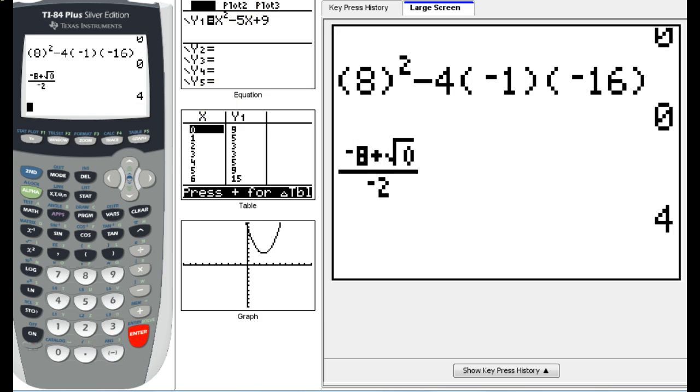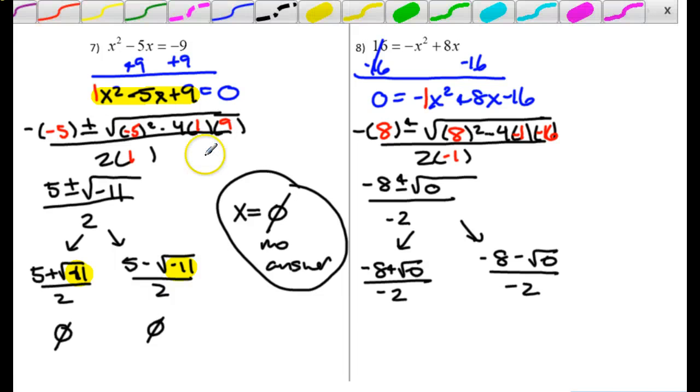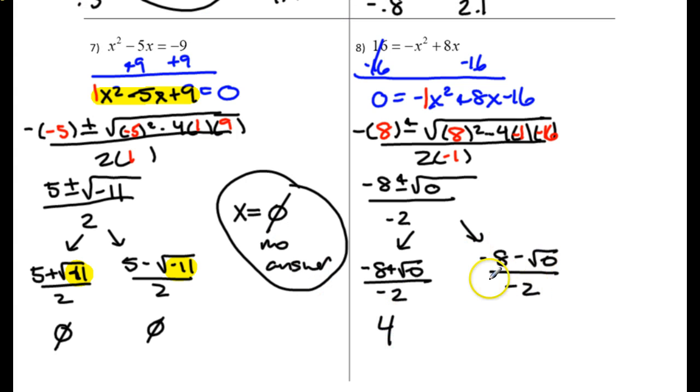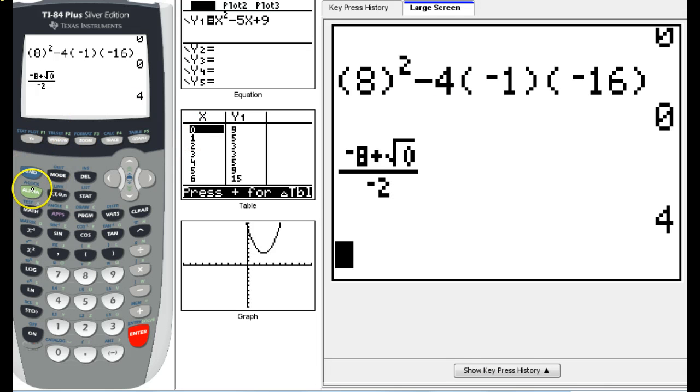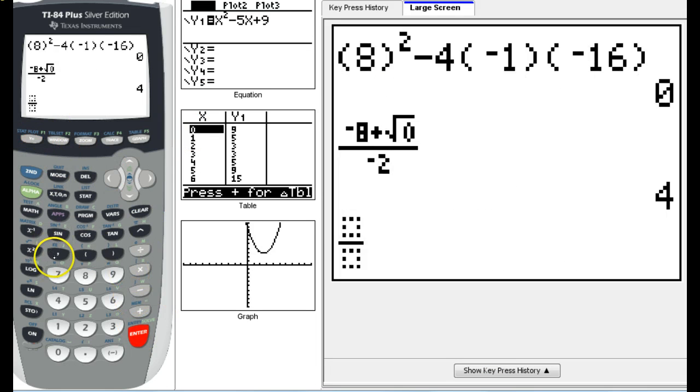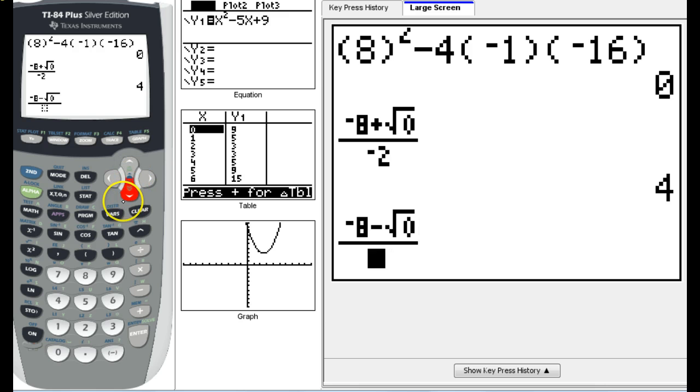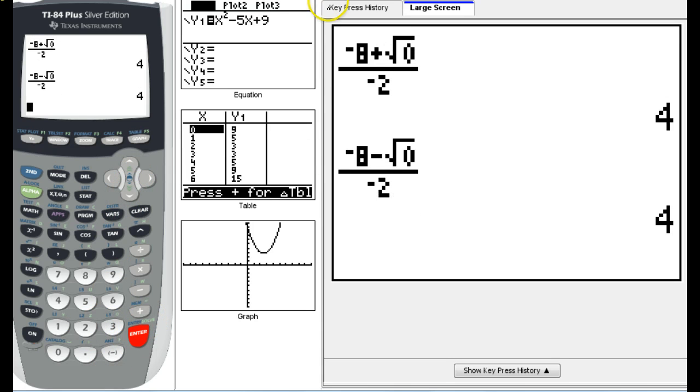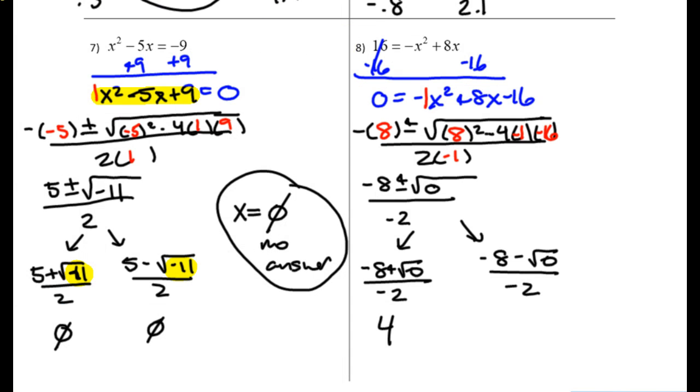And here we get 4, positive 4. Nice whole number answer. Now let's try it with the minus the square root. Get a fraction. So now we've got negative 8 minus the square root of 0 over negative 2. That's weird. I got the same answer. Got a positive 4 again. So, if I do my final answer, x just equals 4. They're the same answer. One's not positive, one's not negative. So I only have one answer.